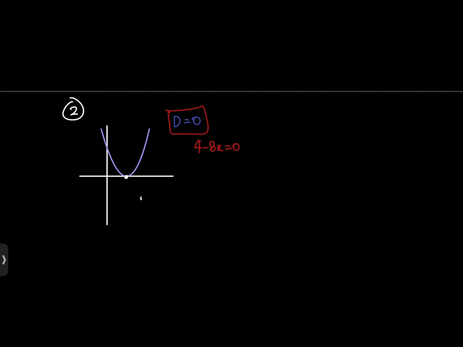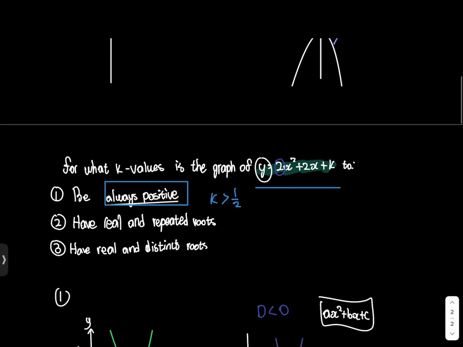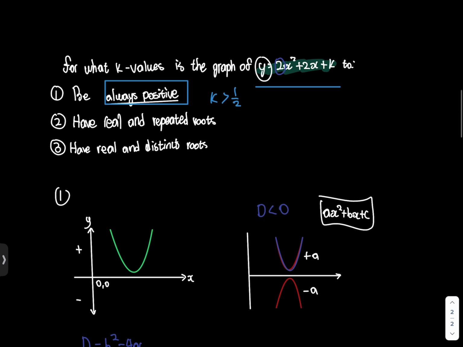So 4 minus 8k is equal to 0. Therefore, negative 8k is equal to negative 4. Therefore, k is going to be equal to what? 1/2, because you divide both sides by negative 8. So for our graph to have real and repeated roots, k is going to have to be equal to 1/2.